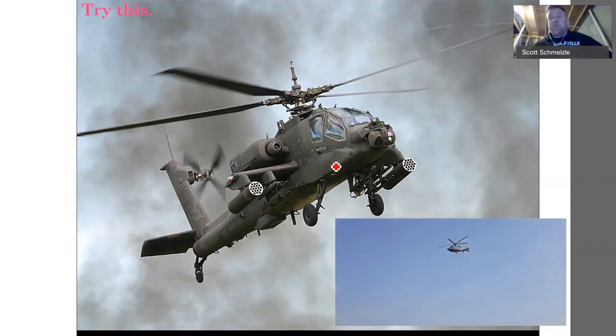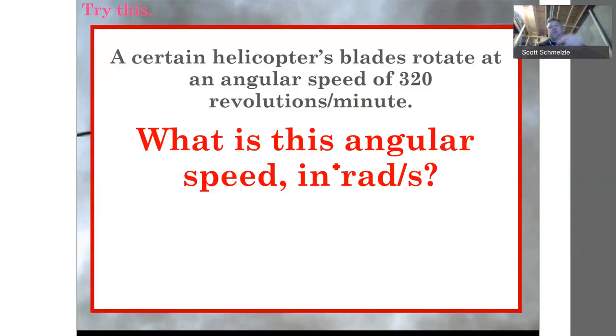All right. You can check out hummingbirds doing the exact same thing. You see their wings just stuck there while they go up and down and fly. Okay. Anyway, a certain helicopter's blade rotates at an angular speed of 320 revolutions per minute. That's the number that we start to see: revolutions per minute. We call it RPMs.